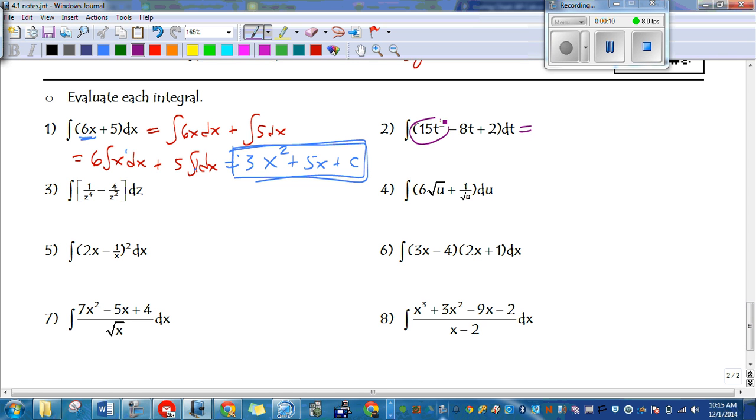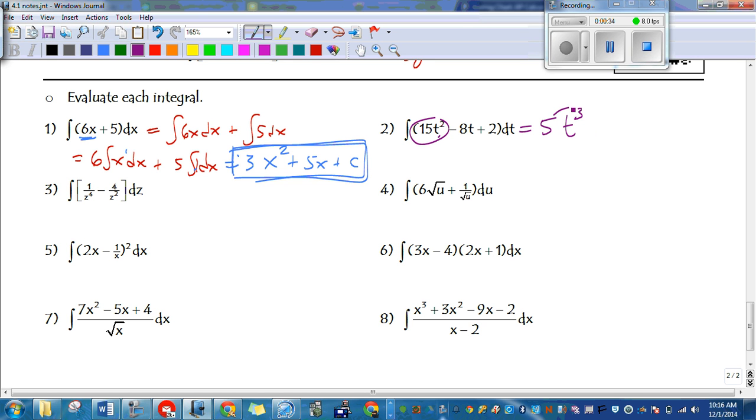But if we look at this first part, we have a number times a variable to an exponent. So that's one of those cases where we're going to add 1 to the exponent and divide by the new exponent. If we add 1 to the exponent, this becomes t cubed. And then we're going to divide by 3. So 15 divided by 3, we get 5. 5t cubed is the antiderivative of 15t squared.